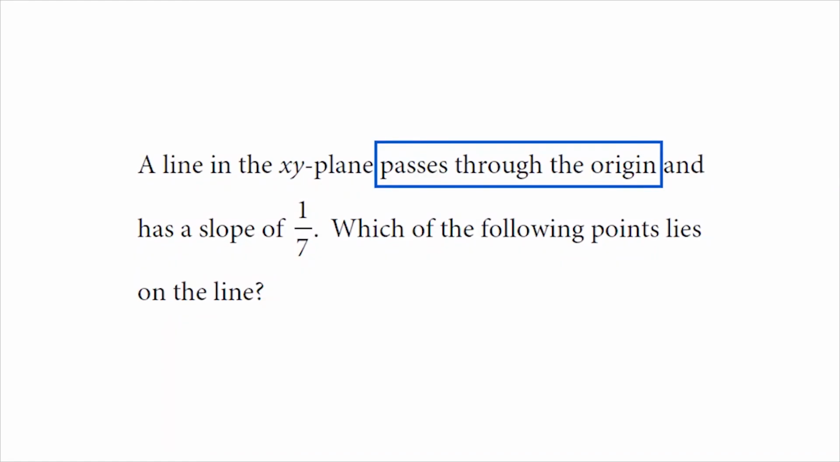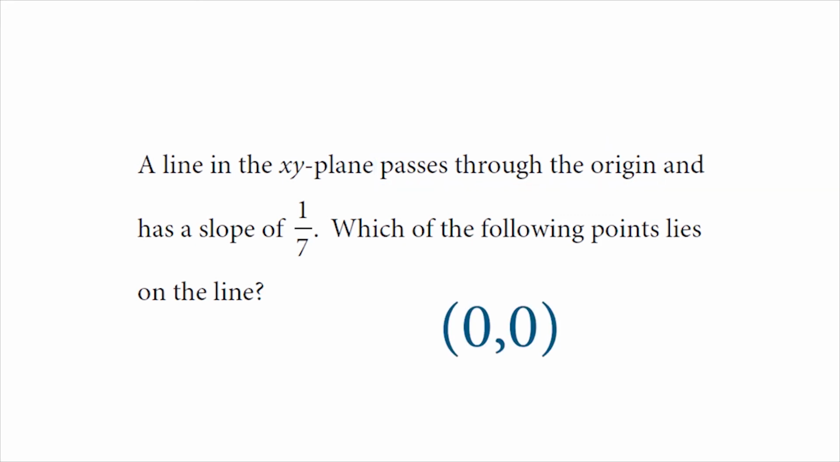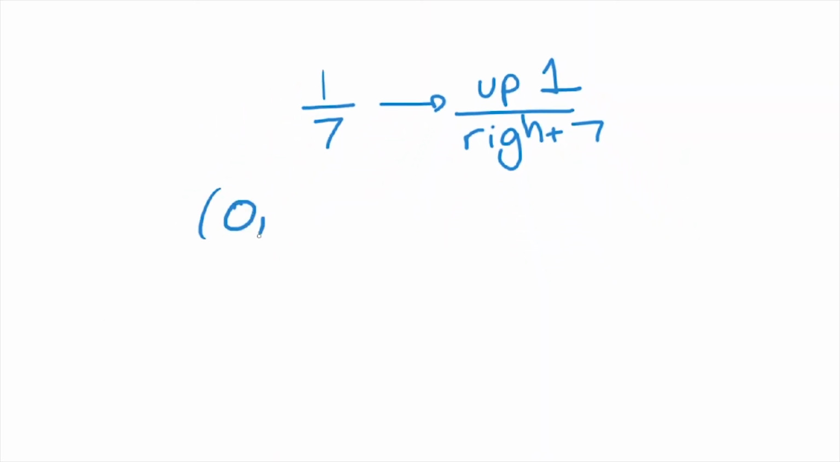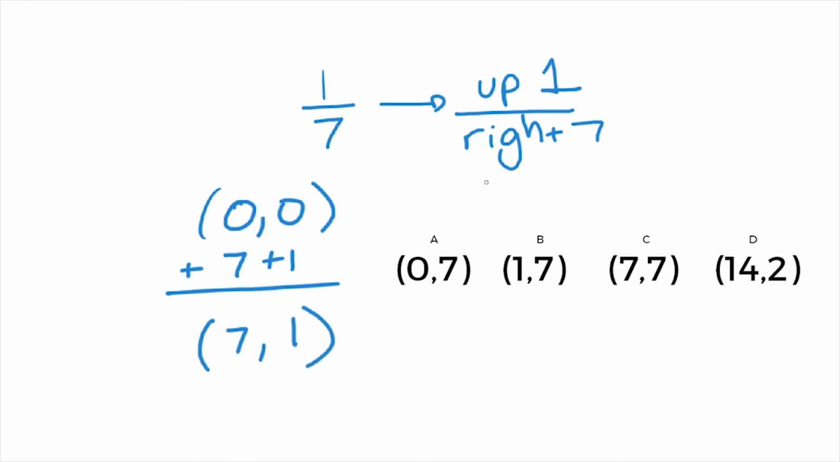Let's grab the point and use our new understanding of the slope to find us some points. Since the line passed through the origin, we'll start at 0, 0, and then go up 1 and right 7. We're going to add 1 to the y-coordinate of the point and add 7 to the x-coordinate of the point. We get the point 7, 1. Unfortunately, that's not one of the choices.